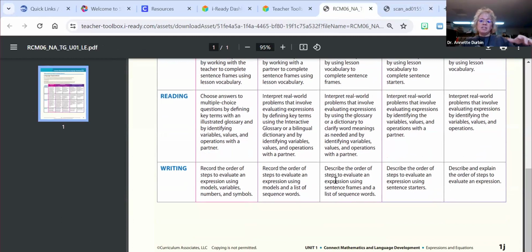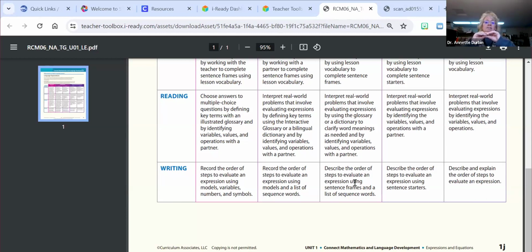If you're on a specific lesson, you have a standard, you're looking at where that student is right now. So right now in this math unit, the student can, at a 3, describe the order of steps to evaluate an expression using sentence frames and a list of sequenced words. Now, sentence frames, another word is sentence starters.